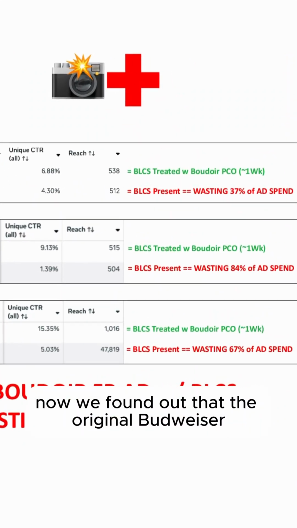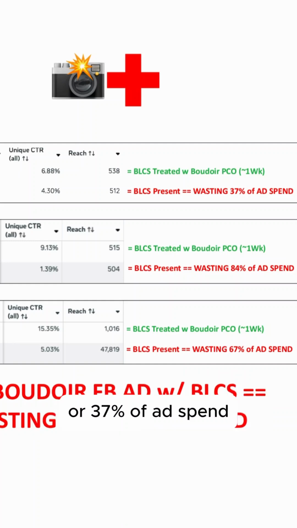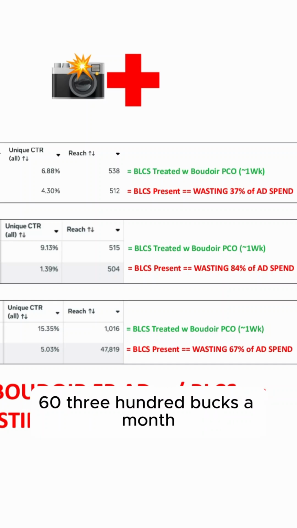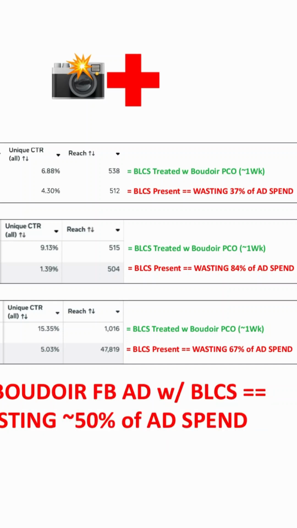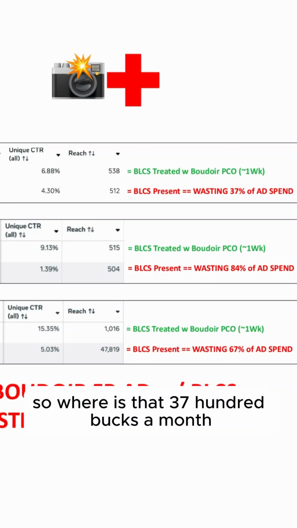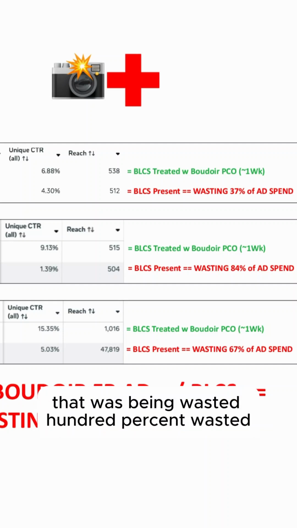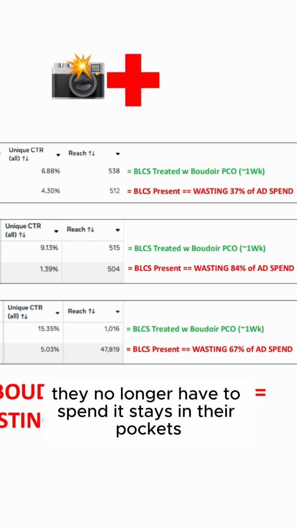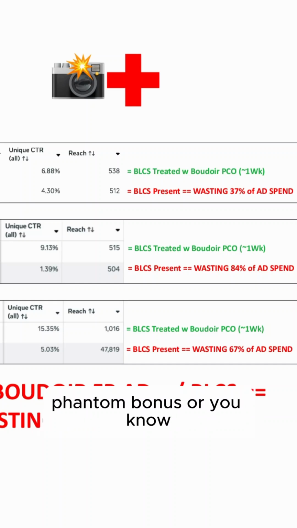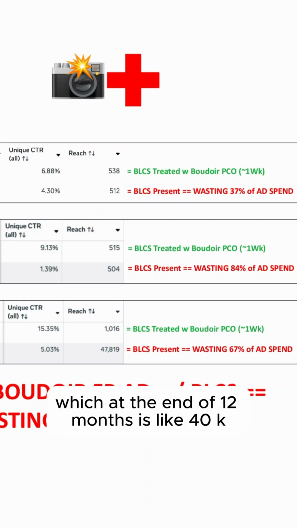Now we found out that the original Boudoir Facebook ad was wasting 37% of ad spend. So if they're spending 10 grand a month on the original Boudoir Facebook ad, now they only need to spend 6,300 bucks a month on the Boudoir Pico treated ad to get their ad into the same number of women's brains. That 3,700 bucks a month that was being 100% wasted, they no longer have to spend, it stays in their pocket. It's kind of like a 3,700 buck a month phantom bonus, and they don't have to do anything. At the end of 12 months, that's like 40K.